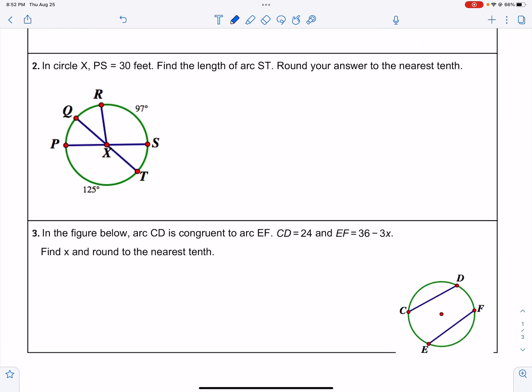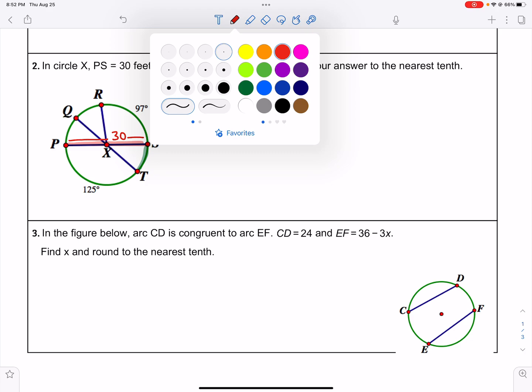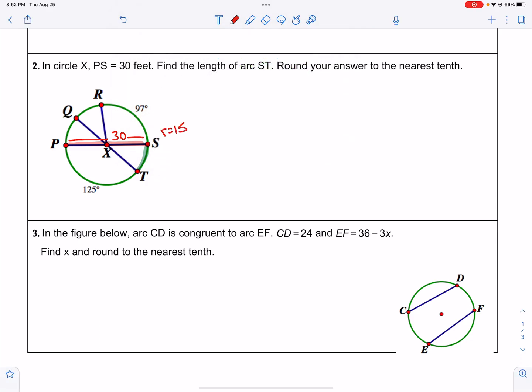In circle X, PS equals 30 feet. Let's label PS is the whole diameter. I can tell that because it goes all the way across, and that is 30 feet. And it says find the length of arc ST. So if we want the length of arc ST, then we need to find the radius, and the radius would have to be half of the 30. So we can go ahead and put the radius would be 15.